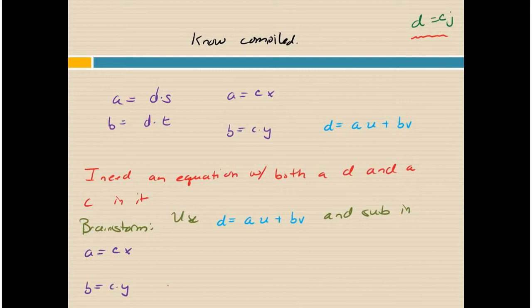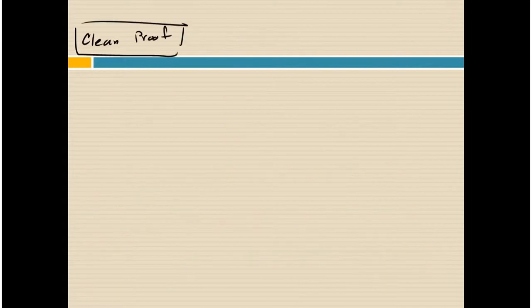My brainstorm was to take the teal equation, D equals AU plus BV, and substitute A equals CX and B equals CY in for the A and the B in the teal equation. When I do that, I notice there's a C in both terms. And I'm able to factor the C out to the left, and now I have exactly that D can be expressed as a multiple of C.